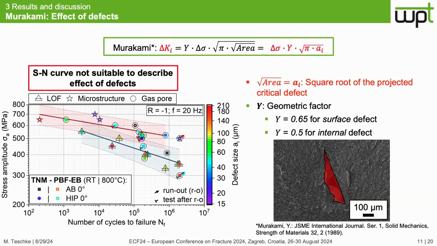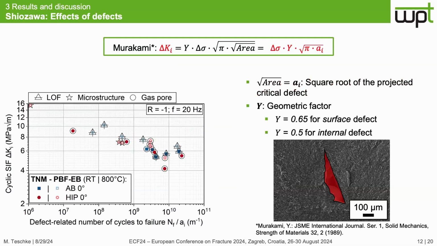Murakami describes the local stress intensity factor at a special defect, taking into account the stress range from the test, the location of the defect, so if it's located at the surface or if it's an internal defect, and the already known defect size. So now, starting from our SN curve with two levels and very high scattering, we go to another representation. We go to the so-called Shiozawa curve, which plots this cyclic stress intensity factor versus the defect-related number of cycles to failure, so the number of cycles to failure normalized by the defect size.